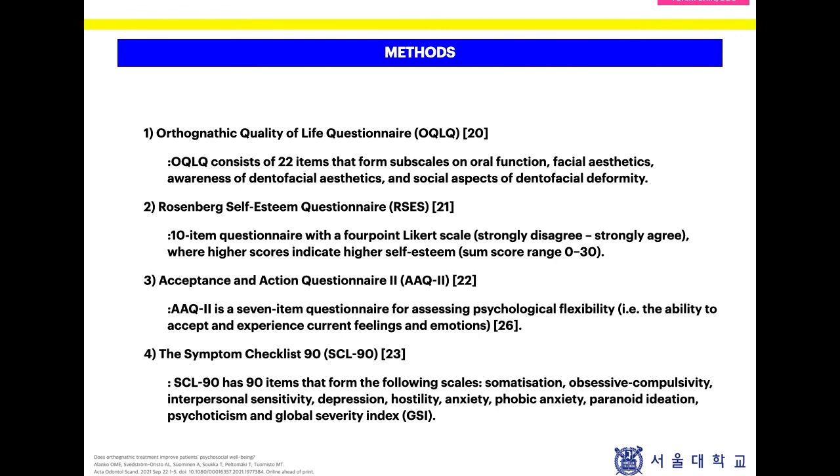The Symptom Checklist 90, SCL 90, has 90 items that form the following scales: somatization, obsessive compulsivity, interpersonal sensitivity, depression, hostility, anxiety, phobic anxiety, paranoid ideation, psychoticism, and the Global Severity Index.